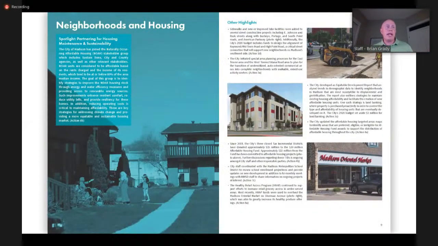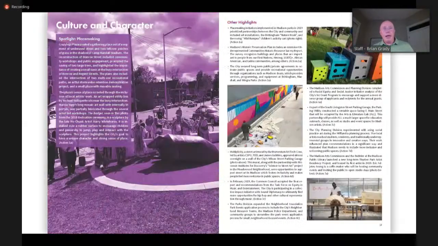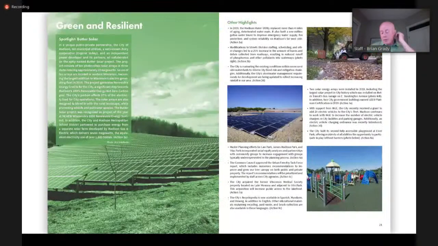We then repeat this. I won't do this in this presentation. We'll repeat this for each of the six elements, for example neighborhoods and housing: again a spotlight project and other highlights from where progress was clearly made in the 2019 calendar year. We do that for each of the six elements. And again, our main goal through this process is that this is our first crack at it, the first development of this project.